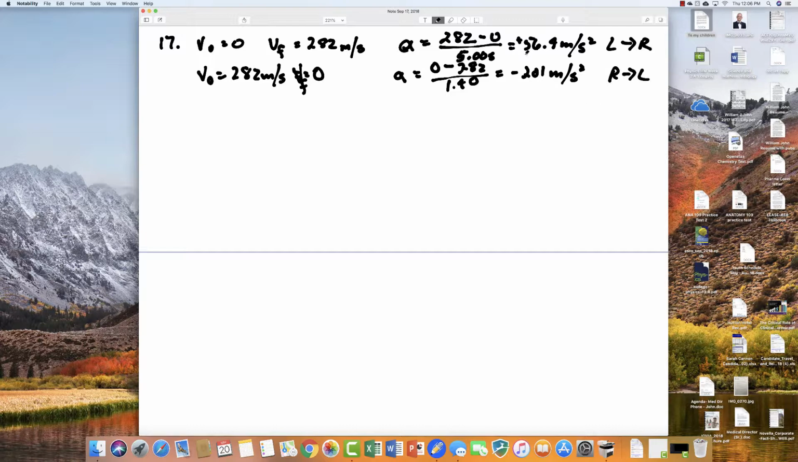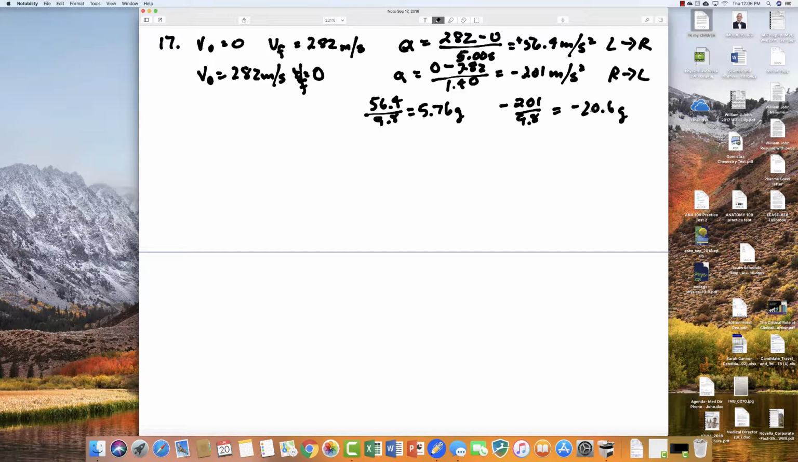Now, expressing these in g, all you do is take the 56.4 and divide that by 9.8, and the 201 divided by 9.8. And this will give you 5.76 g, and this one is minus 20.6 g. So that's the first problem, the first acceleration problem.